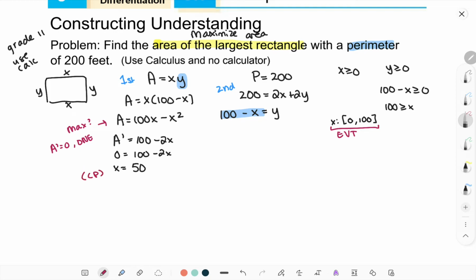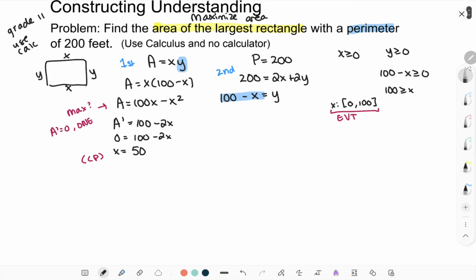Right? I have a critical point. I don't know if it's a max or min or neither. Need to check my intervals. So when I'm making my number line this time, though, I have a closed interval. I know this thing only starts at 0 and can go up to a maximum of 100 in terms of x, my independent variable. And I know that my critical point in this case happens to be right in the middle.